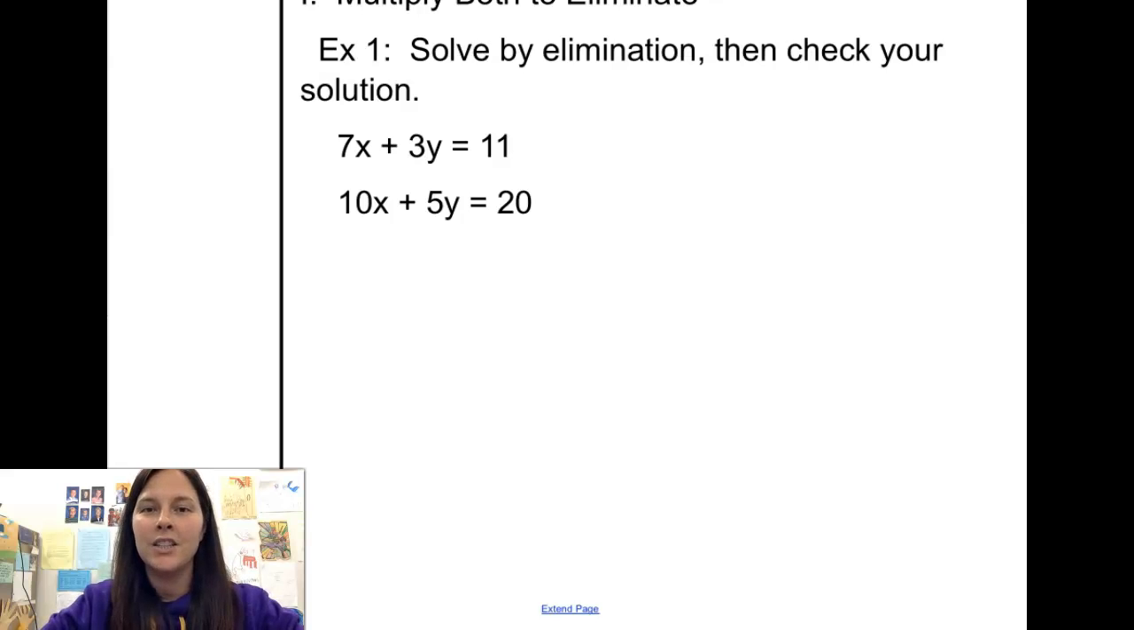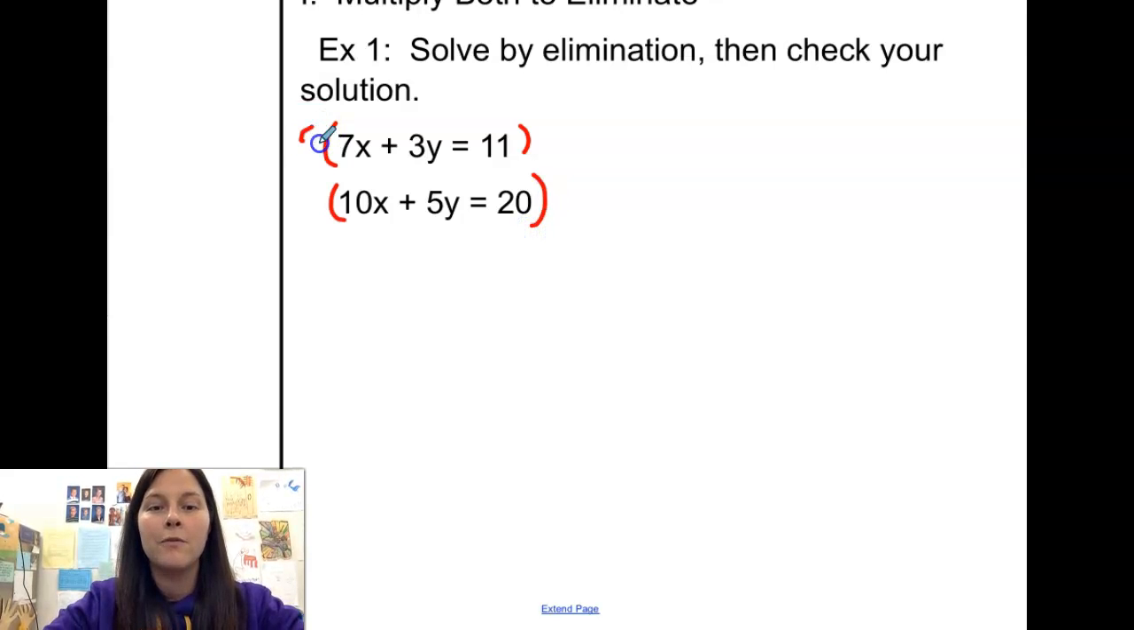7 doesn't go into 10, looking at my x's. Looking at my y's, 3 does not go into 5. So I need to multiply both equations by something to get those coefficients to match. 3 and 5 are smaller than 10 and 7, so I'm going to go ahead and cancel my y's. So I want to think about what 3 and 5 both go into? And the answer is 15.